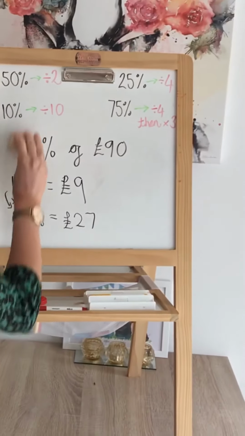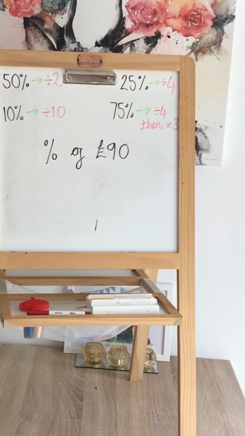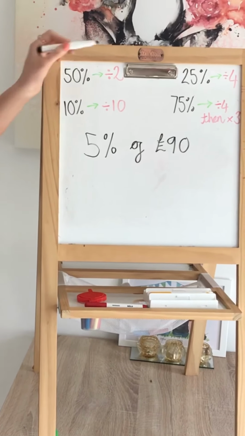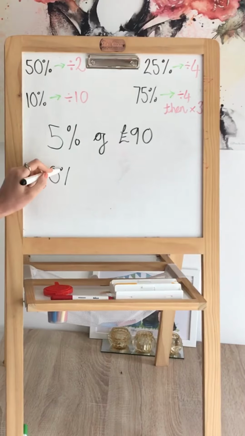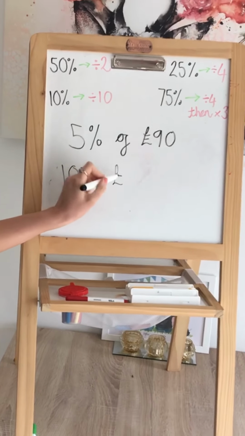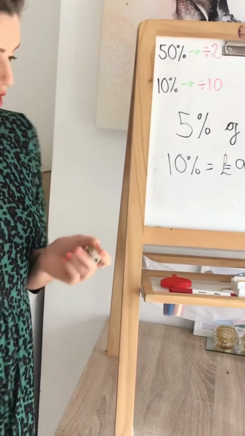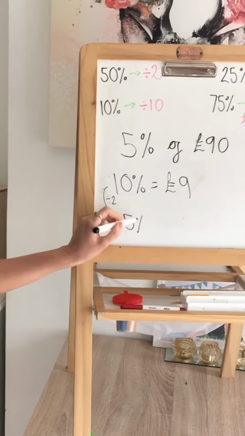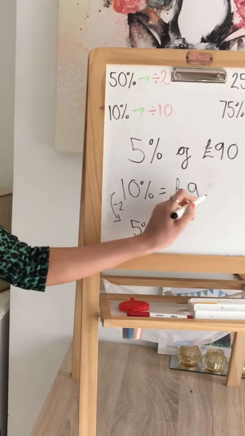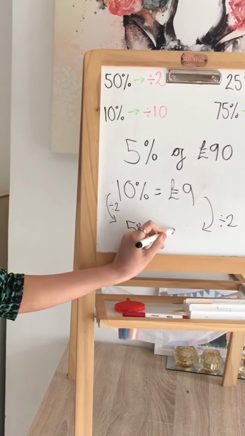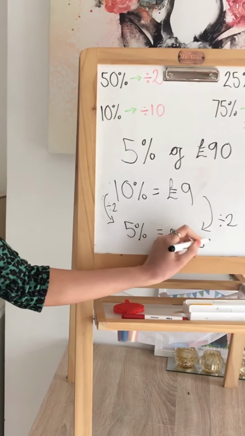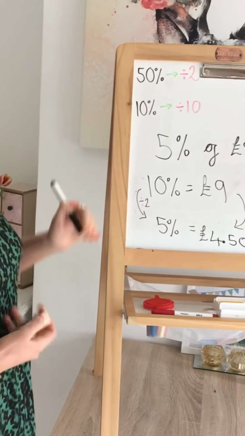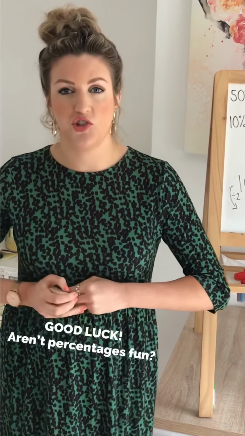If your question was find 5% of £90. Well, let's find 10%. So 10% we divide by 10. If 10% is £9, how do we find 5%? Well, 5% is half of 10. So therefore, we would have to half £9. So use the percentages that you know to help you find other trickier percentages. That's the extra challenge for today.